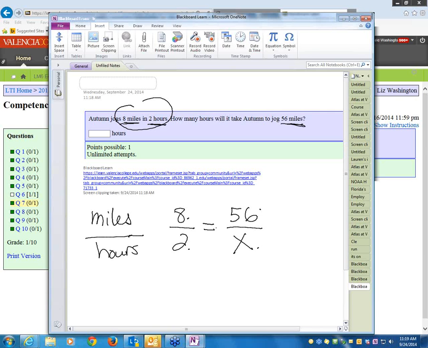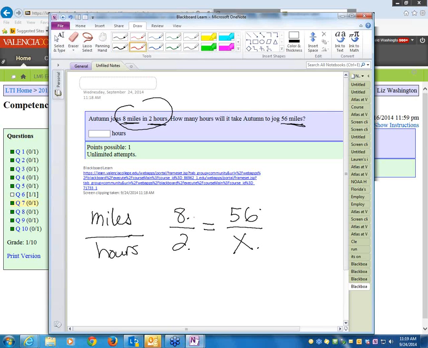And then to solve this, we're actually going to cross multiply. So I'm going to change my color. I'm going to multiply 8 times x, which means I'm going to get 8x. And I'm going to multiply 2 times 56, and I'm going to do it on the scratch paper on the side here. Okay, I get 112. So I get 8x equals 112.